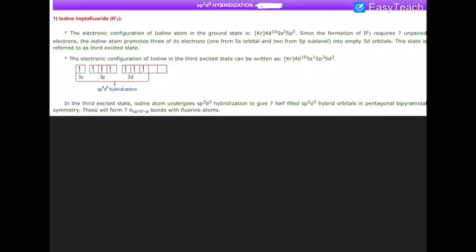Now we will take the last case, that is the case of sp3d3, IF7. Now in the case of IF7, it is written wrongly here. It is 5 actually. 3 is written there. It should be 5s. It should be 5p. This should be 5d. Is that clear?